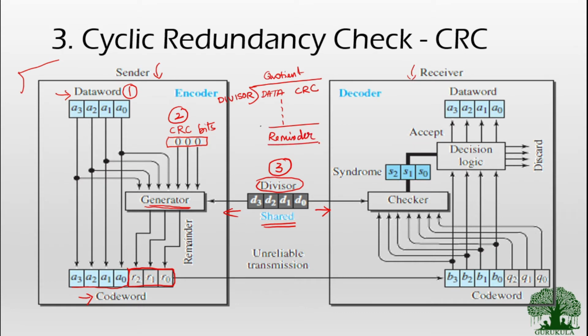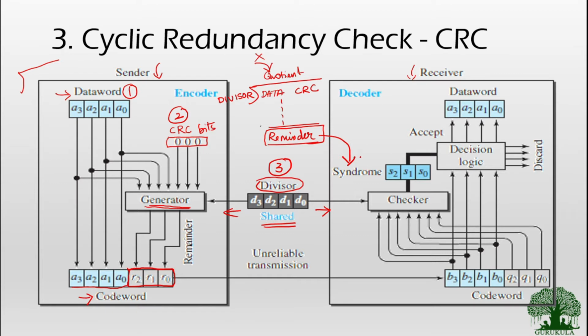So what I am going to do is, as far as CRC is concerned, the quotient is completely useless, so we will be discarding the quotient part and we will be taking only the remainder. Based on the remainder, here the remainder is also called the syndrome at the receiver side.